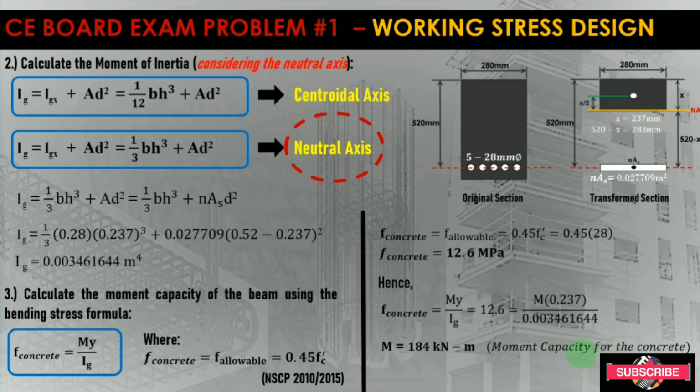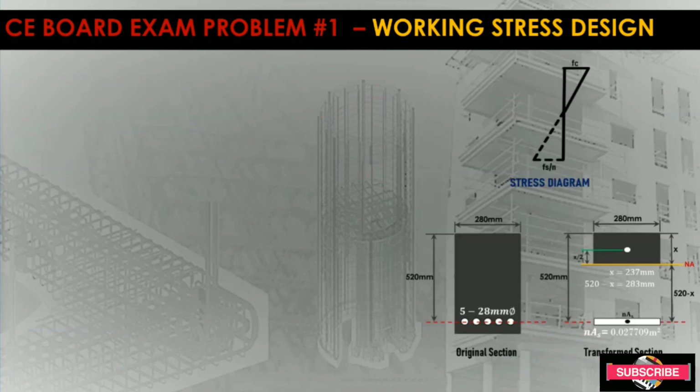So we are done with the moment capacity for the concrete section, and now we are going to proceed to the steel section. But prior to proceeding to the steel section, you have to review the stress diagram to eliminate ambiguity of why it is that we use this fs over n.